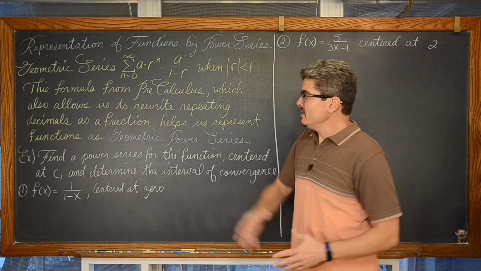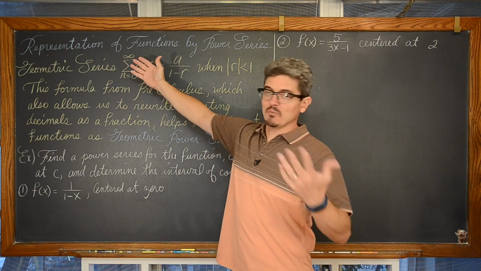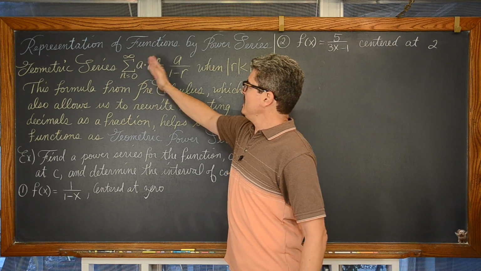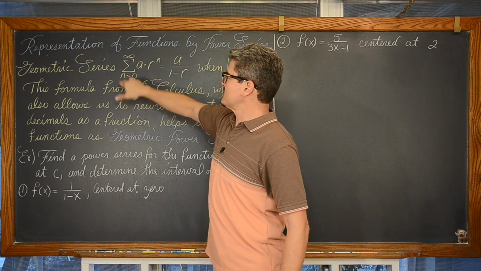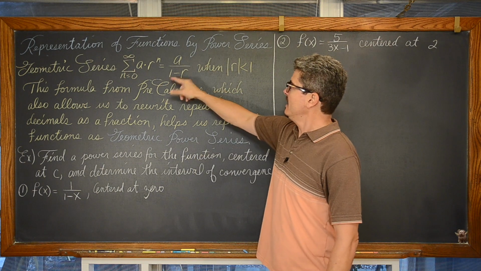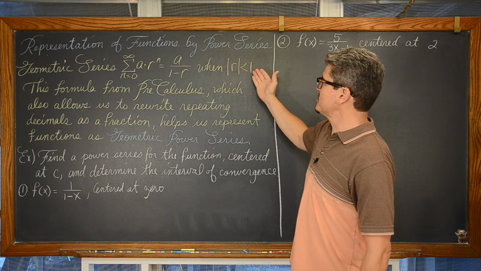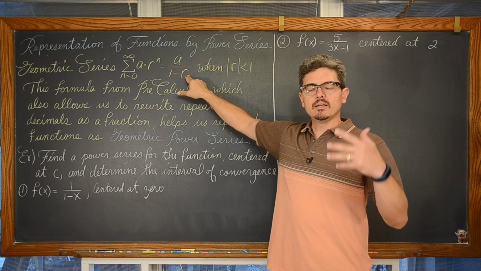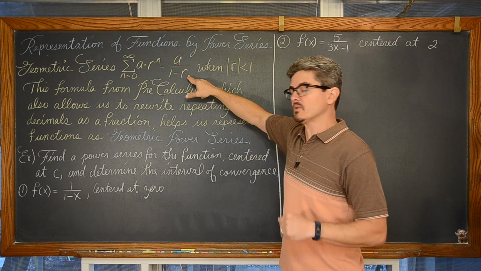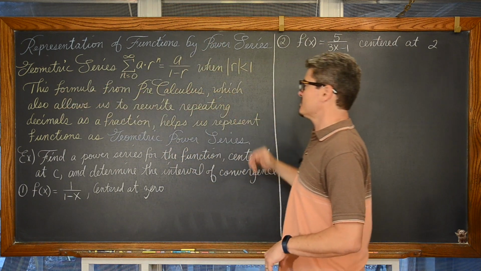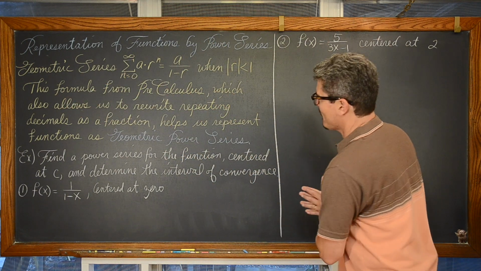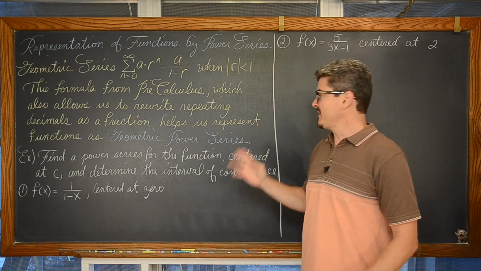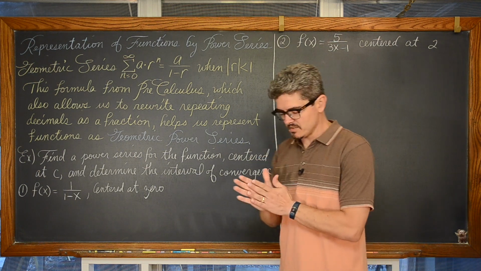But starting off easy, we have the geometric series. Defining what we're doing, our geometric series, where we have the summation of a times r to the n power, where n starts at 0 and goes to infinity, is equal to a over 1 minus r when the absolute value of r is less than 1. Remember that sum of an infinite geometric series that we first learned in pre-calculus. This formula from pre-calculus, which by the way also allowed us to rewrite repeating decimals as a fraction, helps us represent functions as a geometric power series.